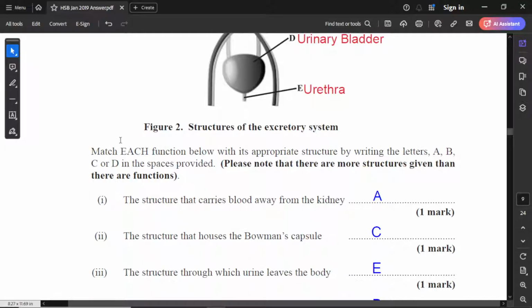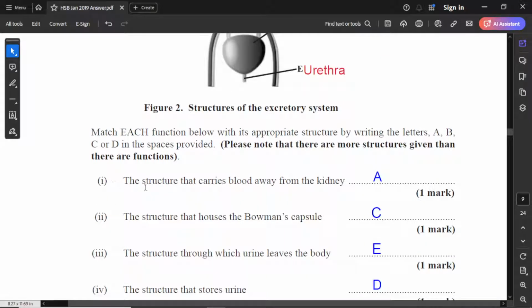And so they ask us here to match each function below with its appropriate structure by writing the letters A, B, C, or D in the spaces provided. Please note that there are more structures given than there are functions. And so for part 1 here, or option 1, it said the structure that carries blood away from the kidney.